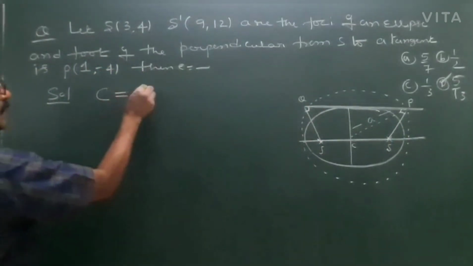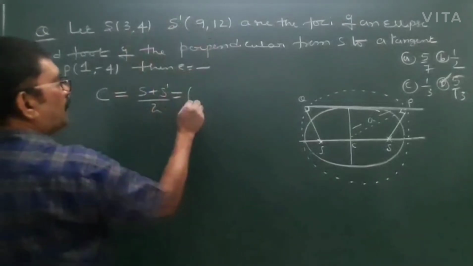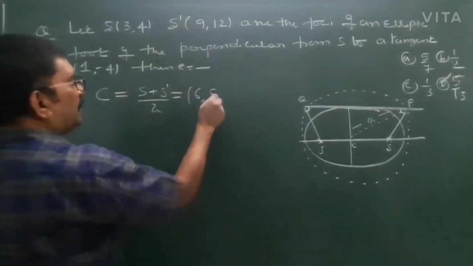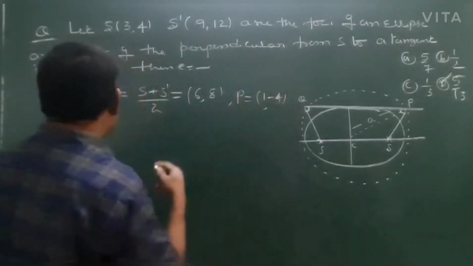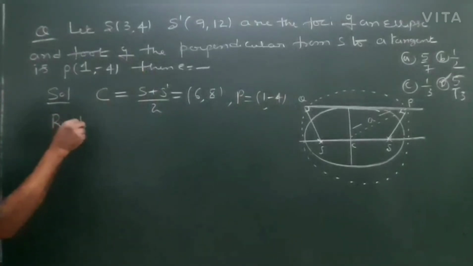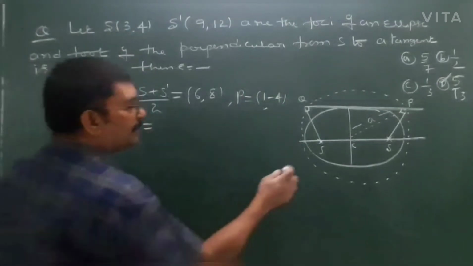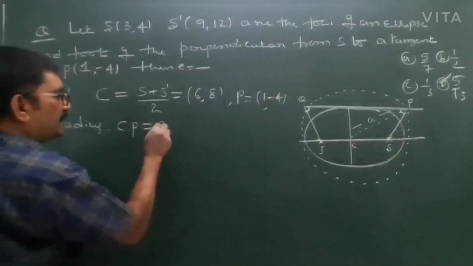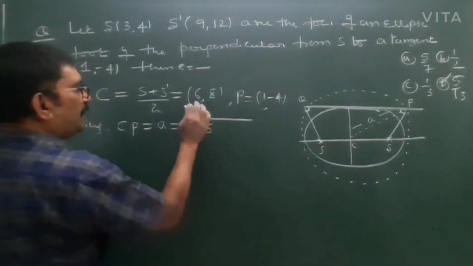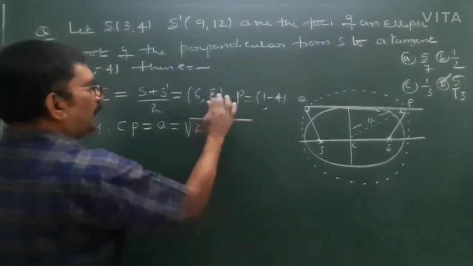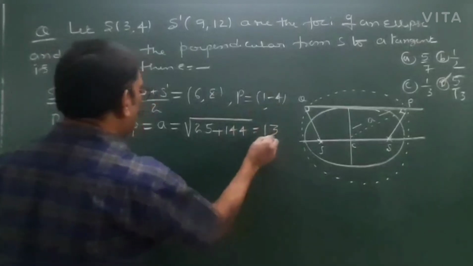Let us find the center. This is nothing but S plus S dash by 2: 9 plus 3, 12, it's 6; 8 plus 4, 12 plus... 16, it's 8. P is given to be 1 comma minus 4. Now I want to find the radius of the auxiliary circle, which is nothing but the length of the semi-major axis A. Apply the distance formula: 6 minus 1, 5, 5 whole square, 25; 8 plus 4, it's 12, 144. It's nothing but 13.